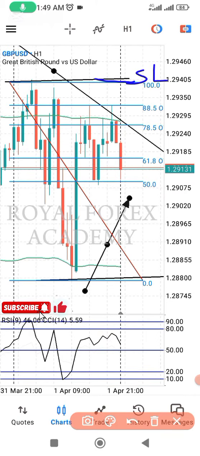the 100 level. Why is your stop loss in that zone? Because you are not expecting price to take the liquidity of the upside. Since it's a downside, we are expecting price to make a new lower low.